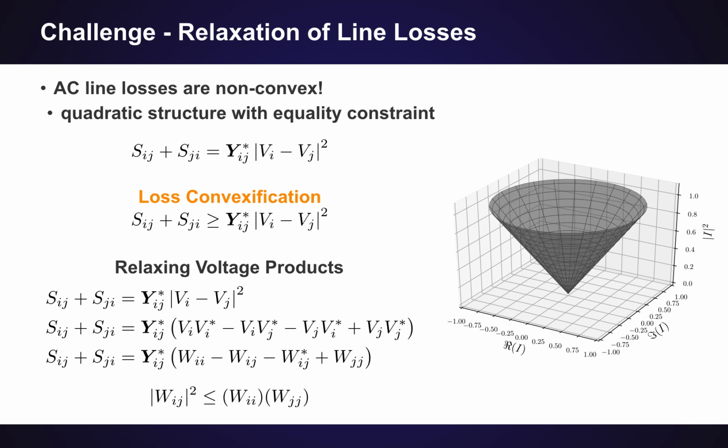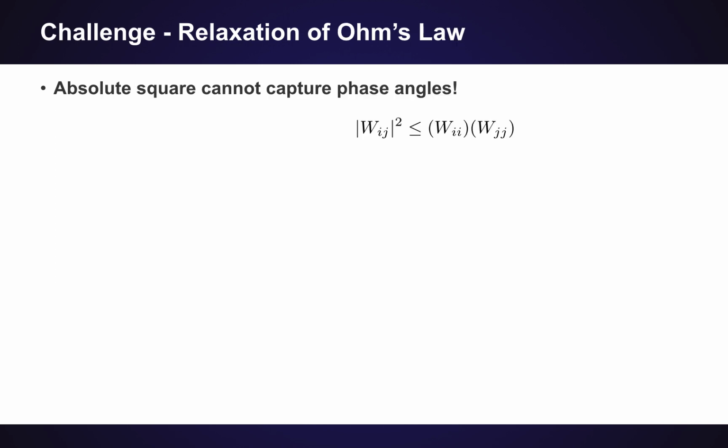And the other intuition we'd like to give you has to do with the relaxation of Ohm's law and a fundamental challenge with using these absolute square types of relaxations. The key thing to observe here, and we mentioned it previously, is that this absolute square cannot capture phase angles, so the phase shift in the system.